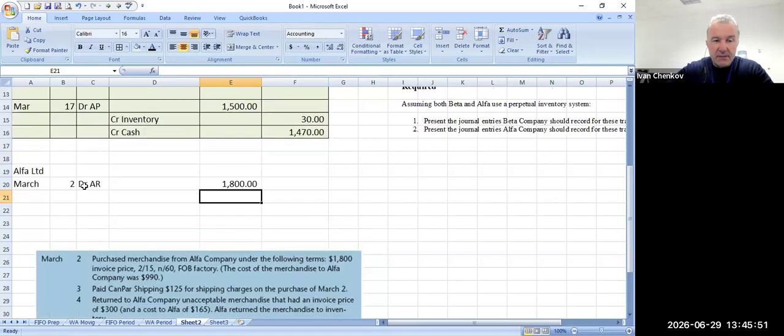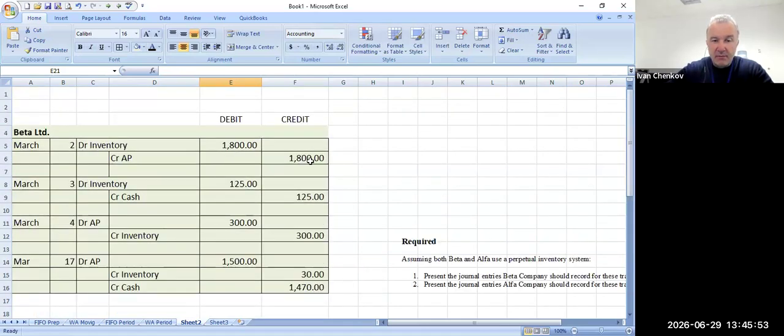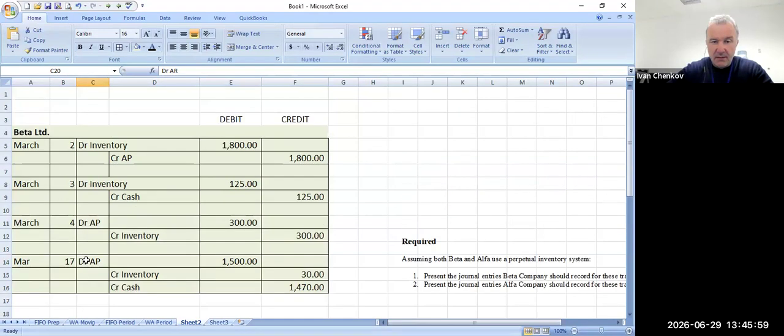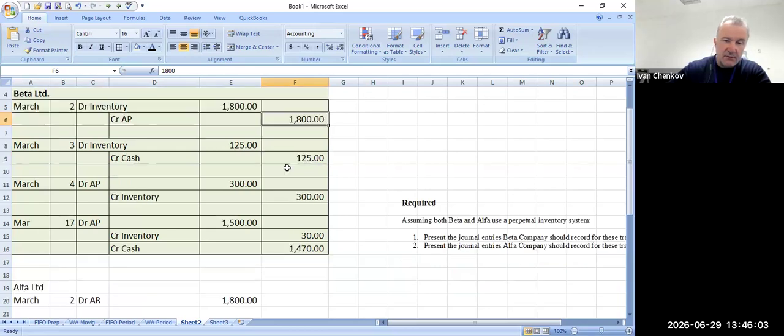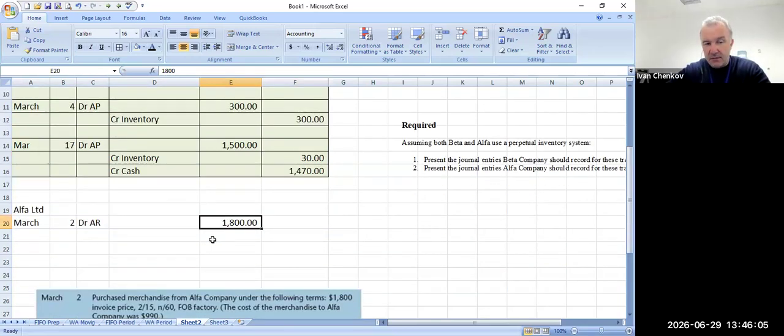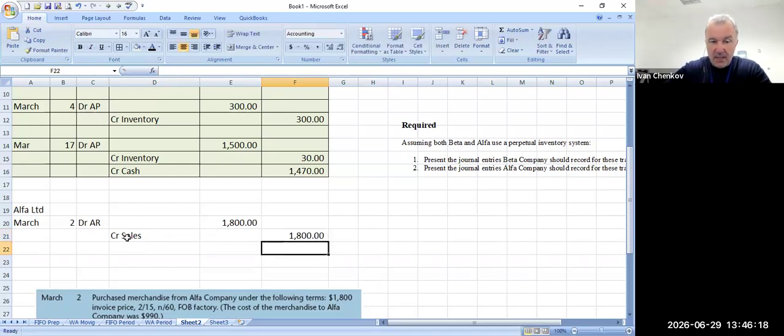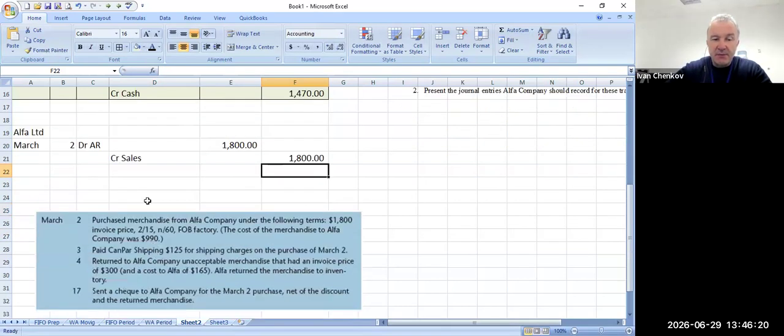Now, as you can see, my accounts payable matches the accounts receivable. Make sense? One company has to pay $1,800. The other company has to receive $1,800. Why? Because this company sells on credit, sales of $1,800. Now they're doing the sales, but that sales comes with cost.